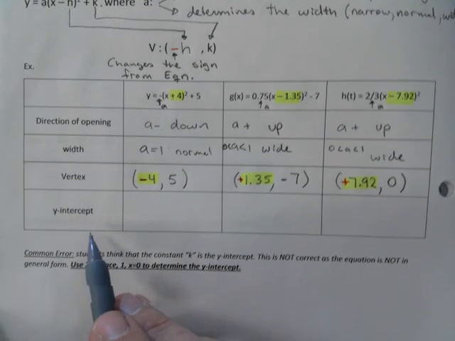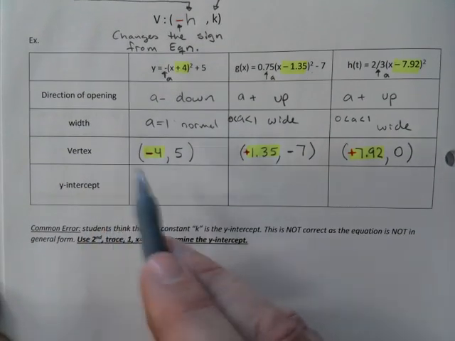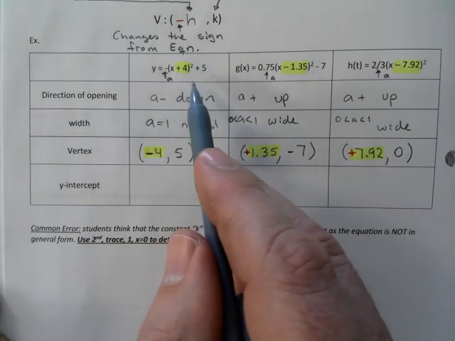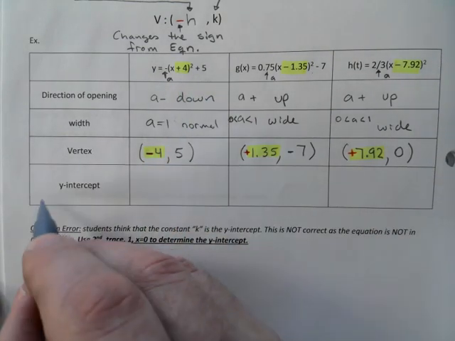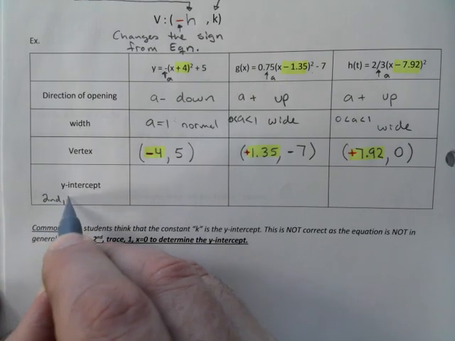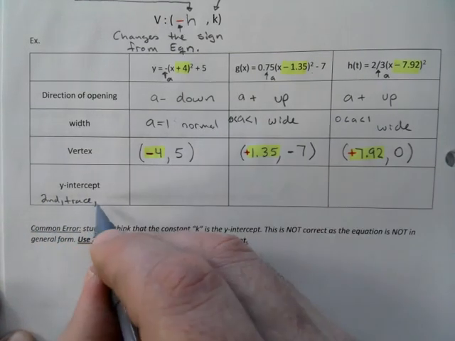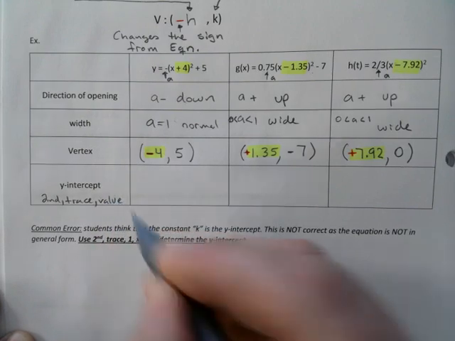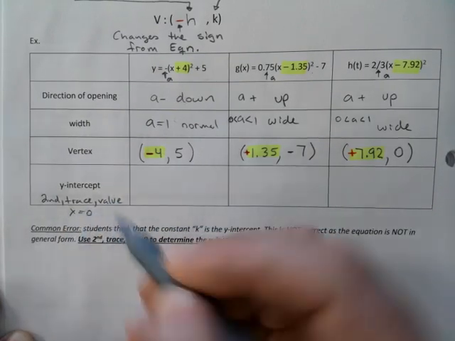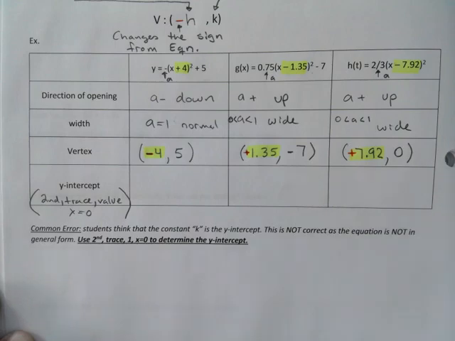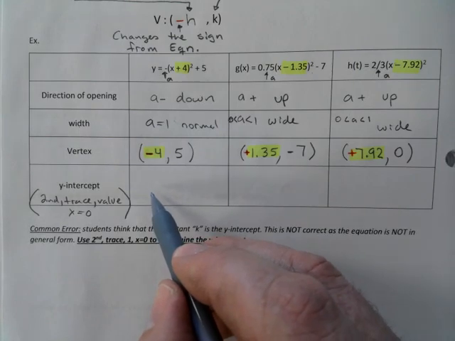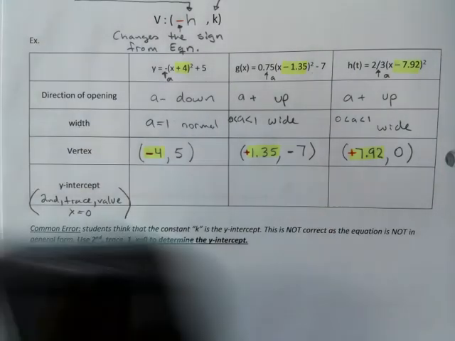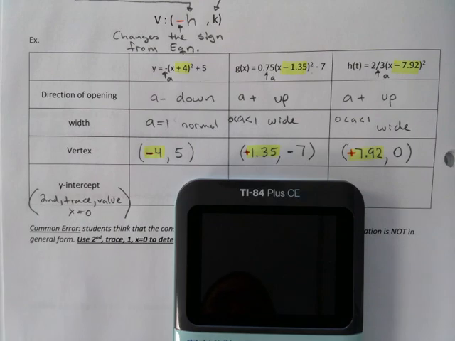Y-intercept. Can I get the y-intercept just like that from a vertex form? It's not 0.5, guys. So you have to use second trace, value, x is equal to 0, okay? These are my keystrokes to make that happen. I'm just going to tell you, let's do one. Let's do that first one there.